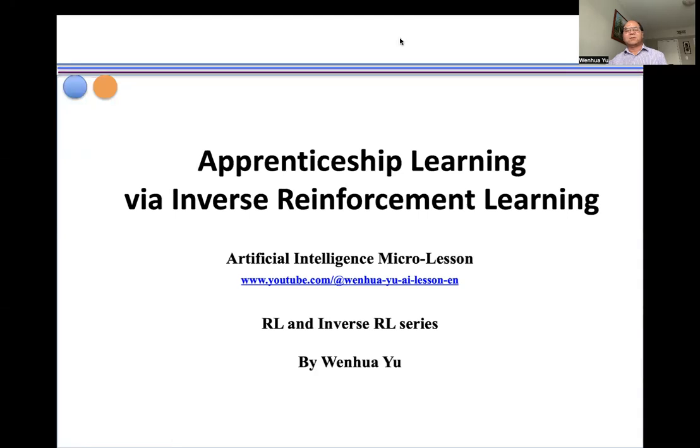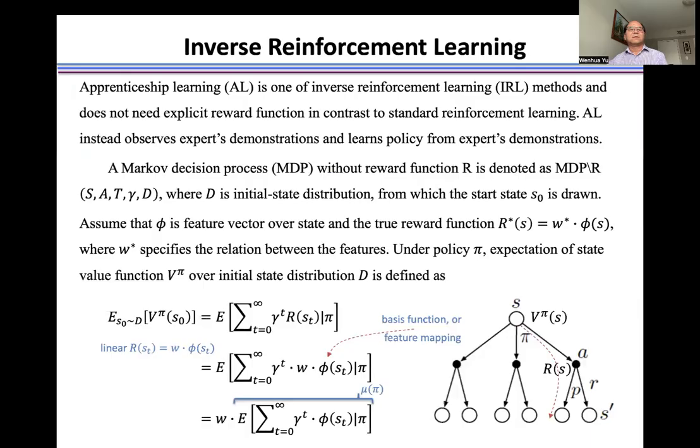Introduce apprenticeship learning via inverse reinforcement learning. Apprenticeship learning uses inverse reinforcement learning to find the reward function for the optimal policy through the expert demonstrations. Once we have a reward function, then we can use reinforcement learning to find the optimal policy for the reinforcement learning agent.